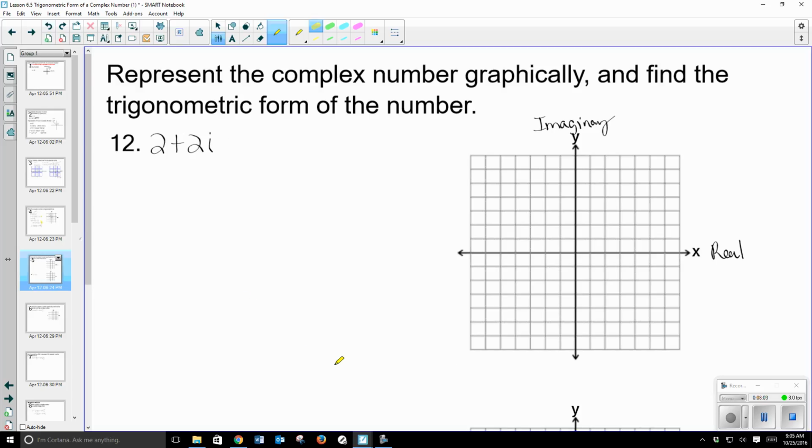So we have here a complex number again. We're going to represent it graphically and find the trigonometric form. So go over 2, up 2. So it would be 2 plus 2i.